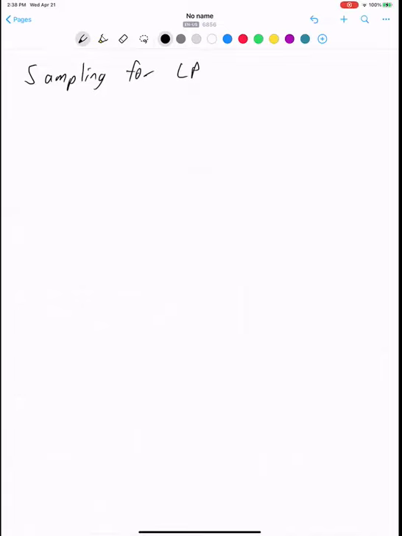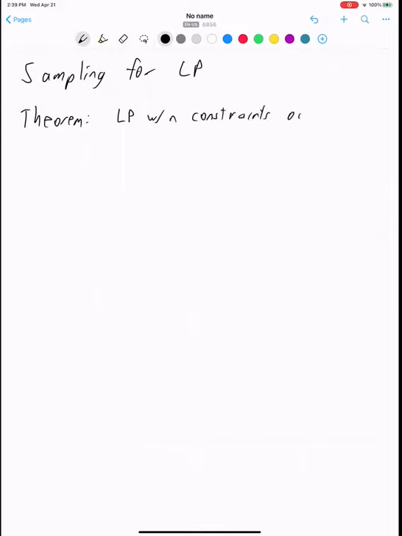And the idea was eventually encapsulated in a theorem that I wrote, which I haven't yet proved. And that's going to be the first thing that we tackle today. But the statement of the theorem was, suppose that we have an LP with n constraints over dimension D.